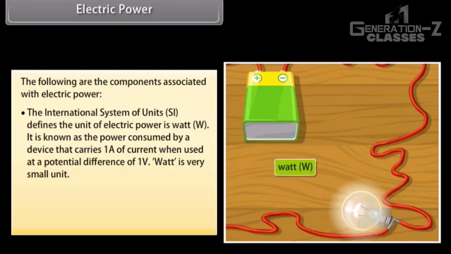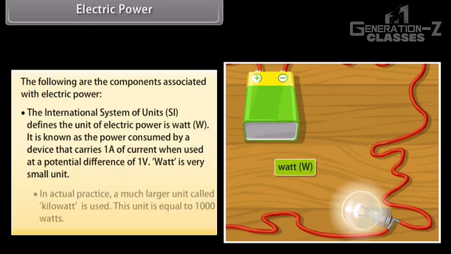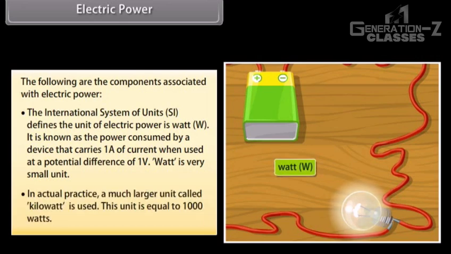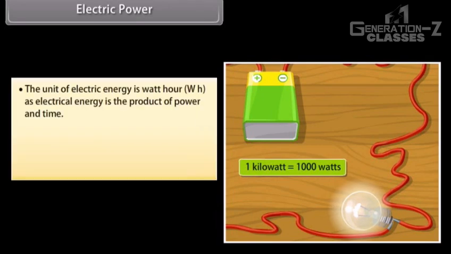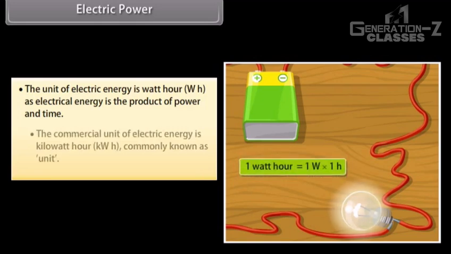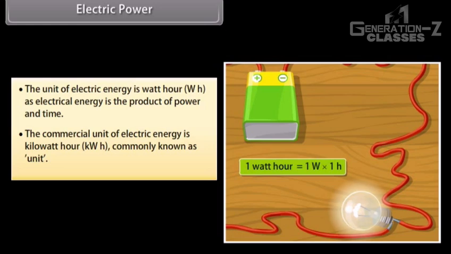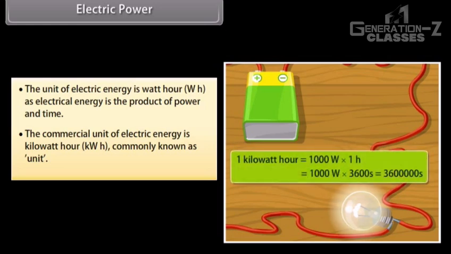Watt is a very small unit. In actual practice, a much larger unit called kilowatt is used. This unit is equal to 1000 watts. The unit of electric energy is watt hour (Wh), as electrical energy is the product of power and time. The commercial unit of electric energy is kilowatt hour (kWh), commonly known as unit.